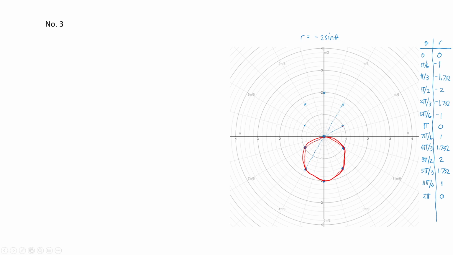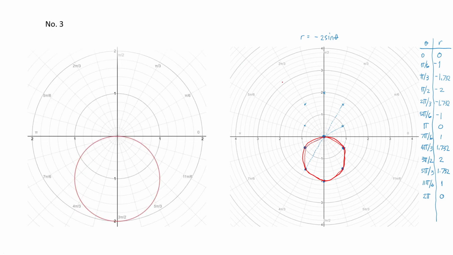Okay? So this is our graph. And then it's actually a circle. But it's not super accurate because we're just using 1, 2, 3, 4, 5, 6 points. Right? And I think the more number of points, the better the accuracy of the curve.